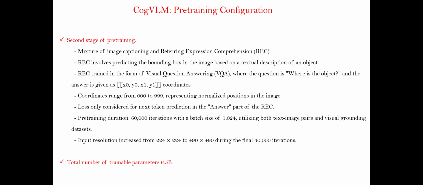So in the second stage, as I told, image caption data and visual grounding datasets are used. And during the final 30,000 iterations, the image resolution is also changed from 224px to 490px. The total number of trainable parameters is 6.5 billion. So these are the pre-training configuration details and data sources.